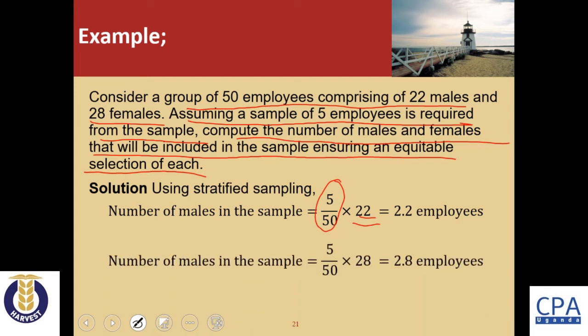And then number of males, this is supposed to be number of females, because the females, we can change it to females. My handwriting is not good here. Females. So this is supposed to be females. So if you want the number of females, we get 5. Okay. Remember, 5 are the employees we want. Out of 50, the total number of employees times 28 females in the company. So that gives us 2.8 employees.